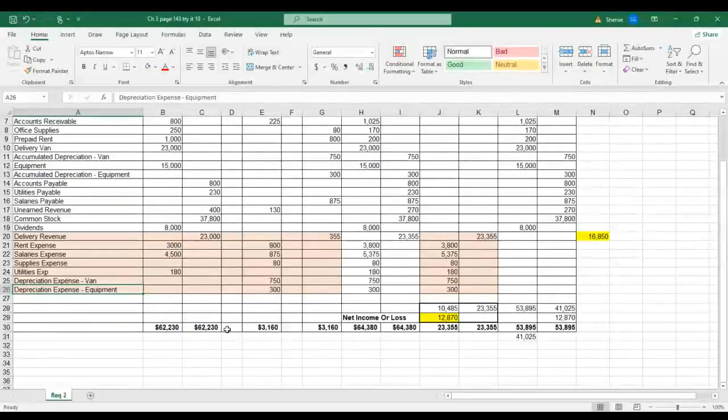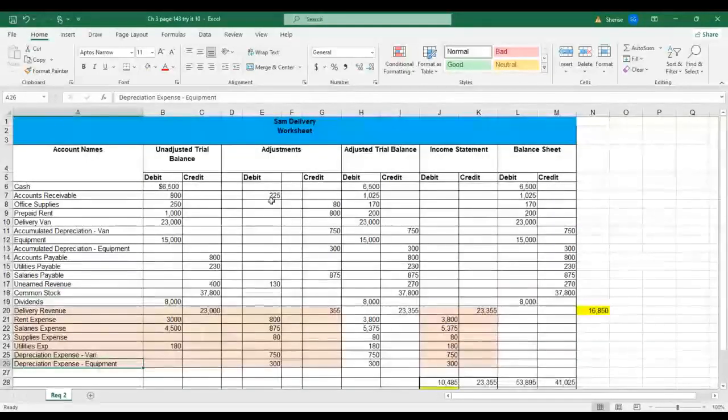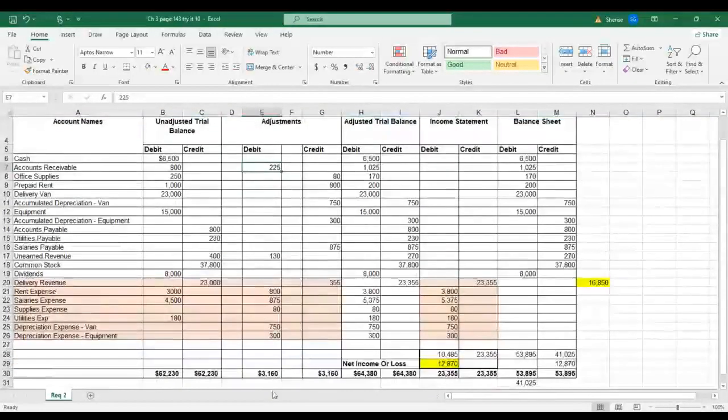All right, so that ended up coming to $62,230, and they both balanced debits and credits. And then we brought in our adjustments, which they told us what those were. So our adjustments are listed here. Our adjustments should balance, and they do. So the next thing we're doing is creating the adjusted trial balance.